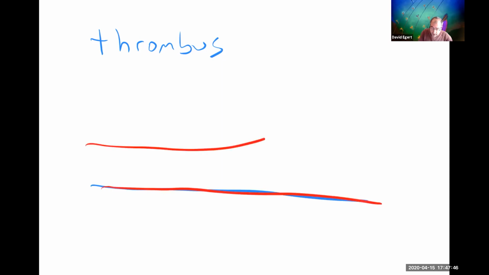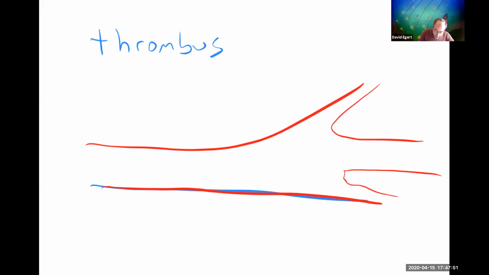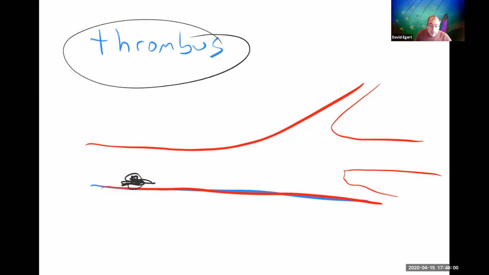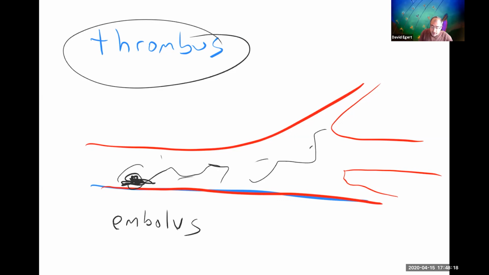If I have some blood vessels, and I have a clot forming where it shouldn't be, that's called a thrombus. It can happen for a number of reasons, but let's say it happens. If it breaks free, anything that breaks free and is flowing through is now an embolus. If this thrombus becomes an embolus and breaks free, it might be able to flow here, but eventually it's going to hit some smaller branch and it's going to clog it.